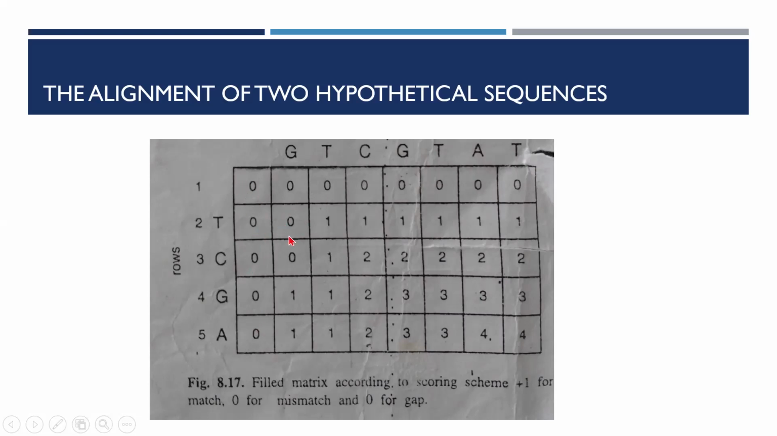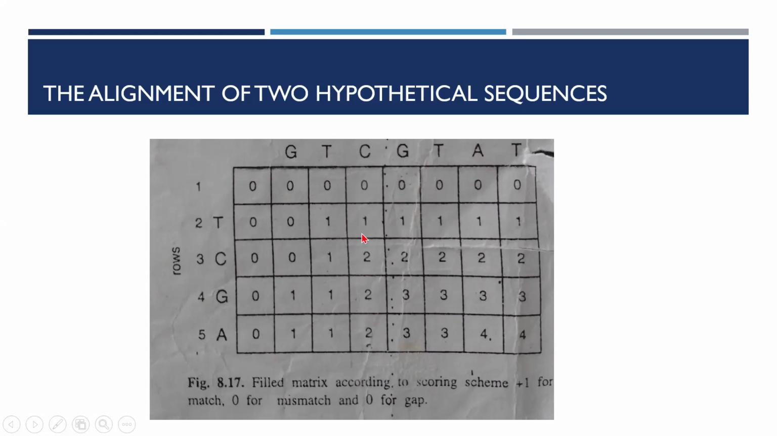Then how the 2 position is filled, I discussed, right? Maximum of those three values. And this 2, 3 position, how do you fill? It is a match. So the diagonal value plus 1, the above value plus 0, and the left value plus 0. The maximum of these three values is 1. So 1 is defined.